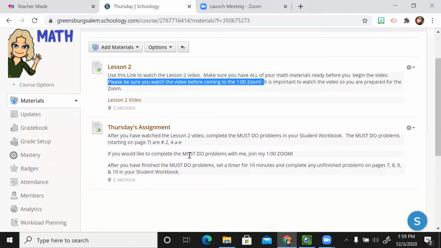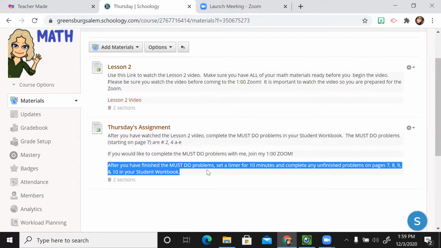So we did these problems, so you don't have to do those now, unless you left during the Zoom, then you have to go back and do these. This is all you have to do for the rest of the day for math. You're going to set a timer, and any unfinished problems from page 7, 8, 9, and 10, you're going to work on. This is just like in school when we do the warm-up this way sometimes.